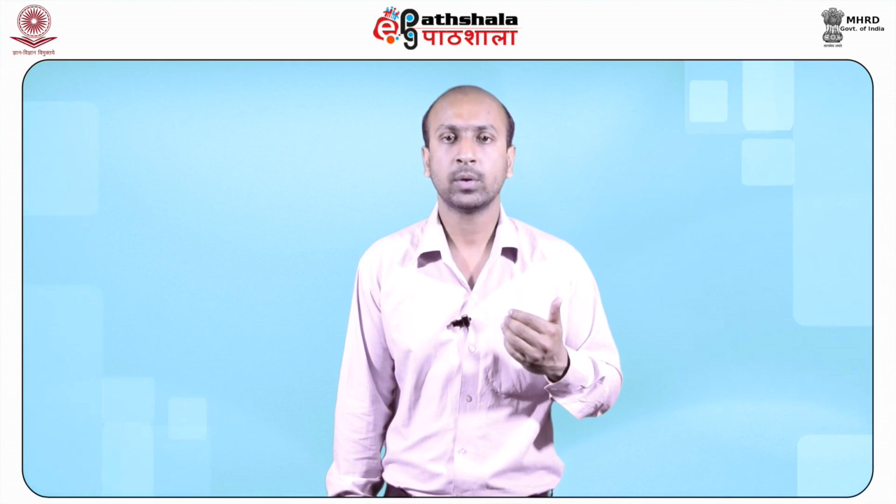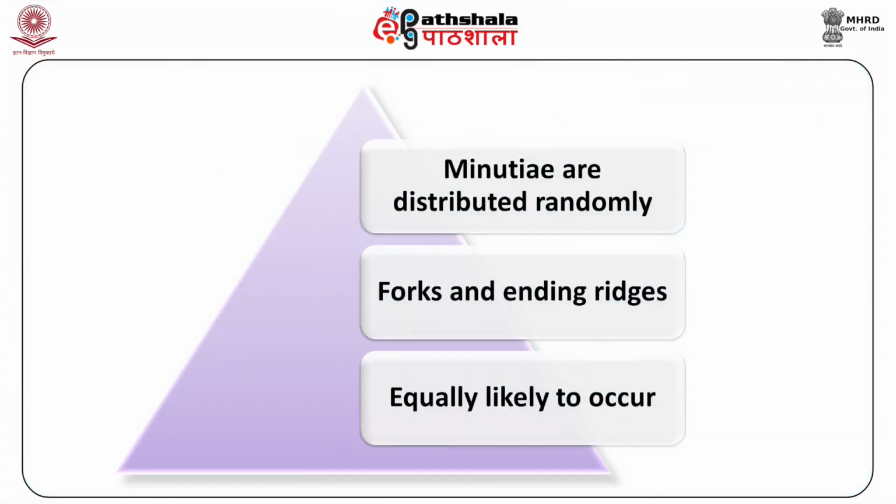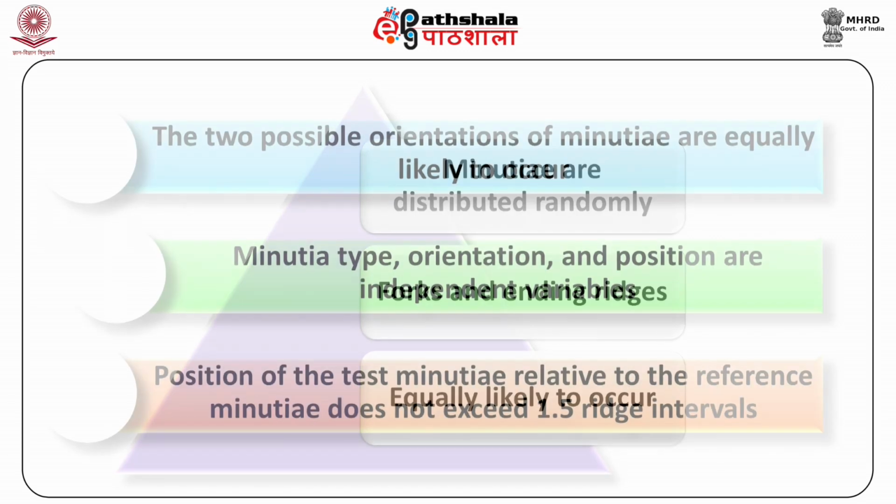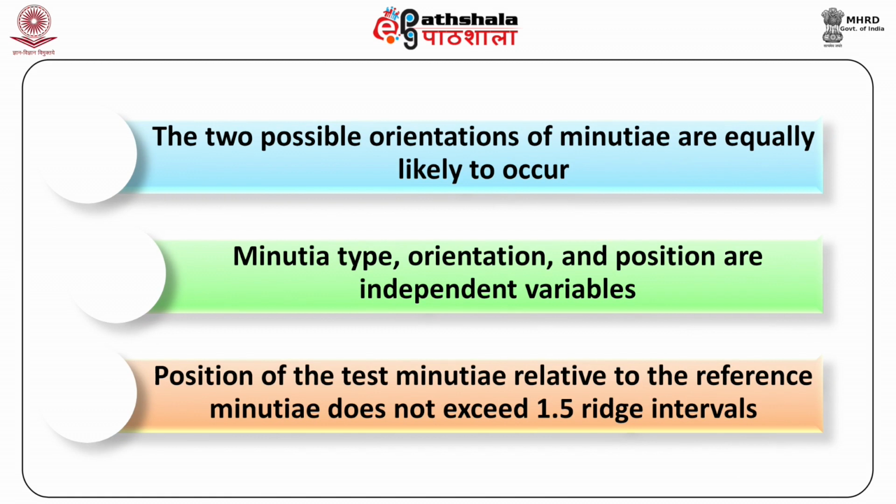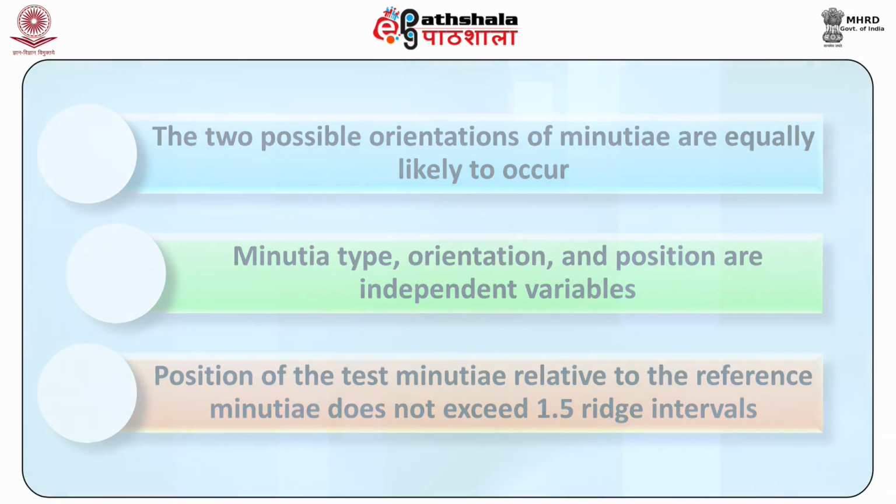Tuering made the following assumptions. Minutiae are distributed randomly. Next, there are 2 minutiae types, forks and ending ridges. Next, the 2 minutiae types are equally likely to occur. Next, the 2 possible orientations of minutiae are equally likely to occur. Next, minutiae type, orientation and position are independent variables. Next, for repeated registration of one individual's finger, the uncertainty in the position of the test minutiae relative to the reference minutiae does not exceed 1.5 ridge intervals.